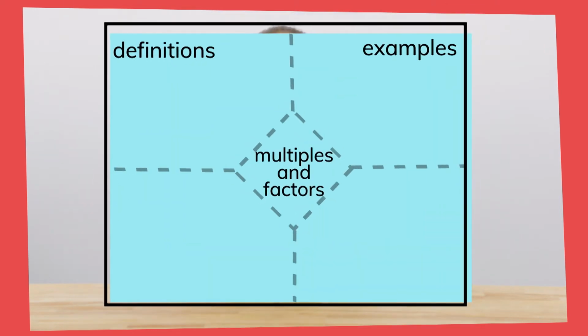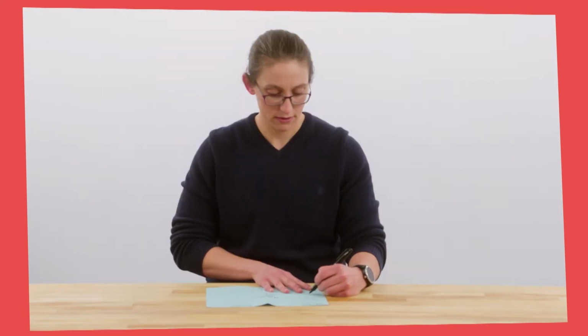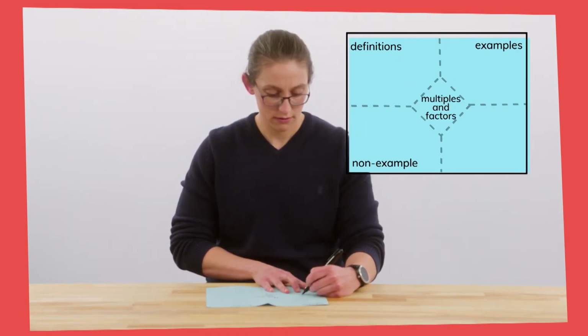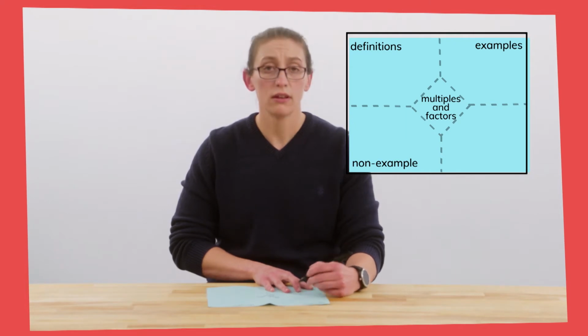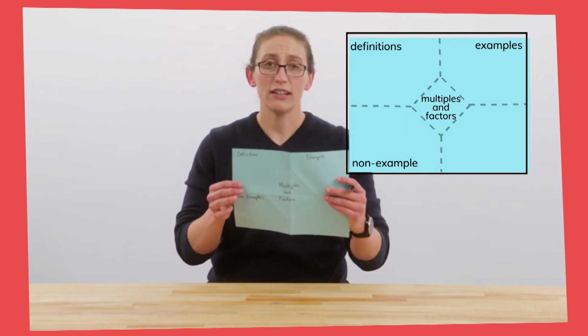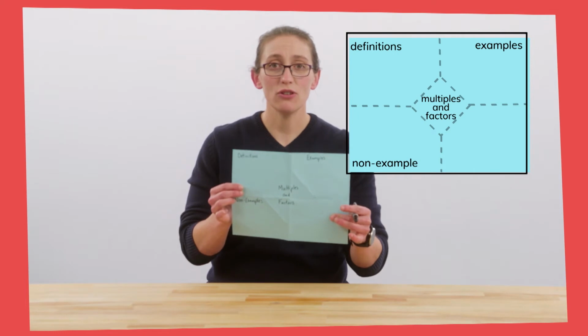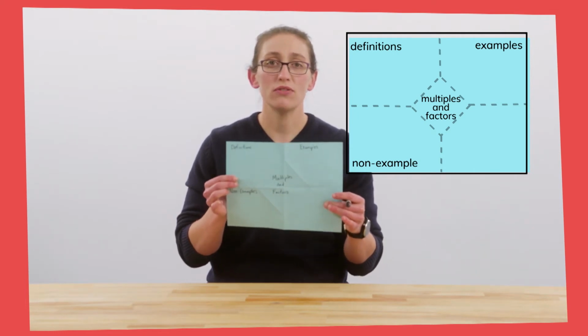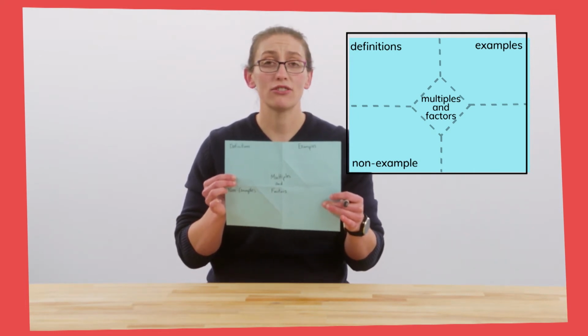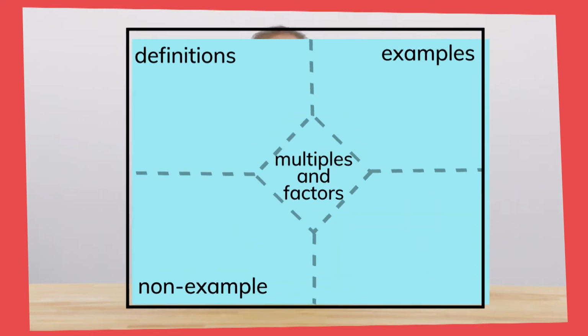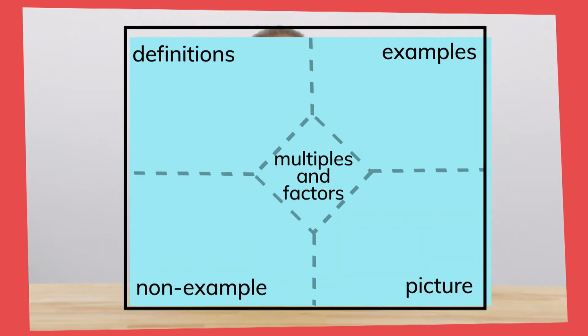Then, in the lower left rectangle, we'll provide a non-example, or what multiples and factors are not. So, write non-examples here. And finally, in the lower right rectangle, we'll draw a picture to help us visualize what multiples and factors are. So let's write the word picture here to remind us of what we're supposed to do.